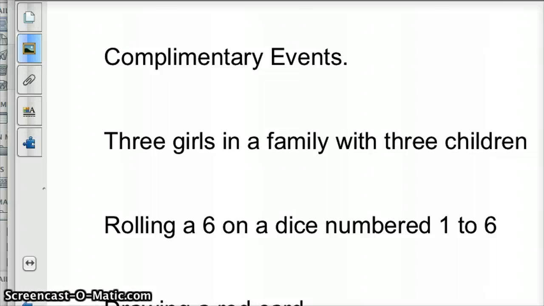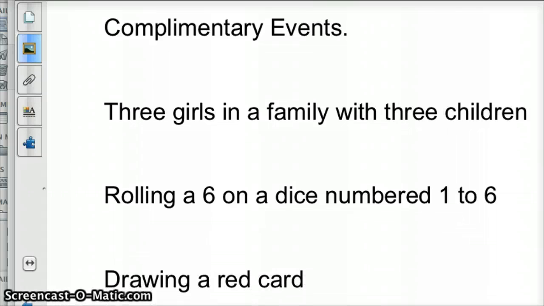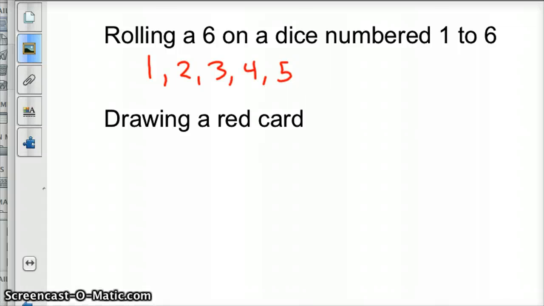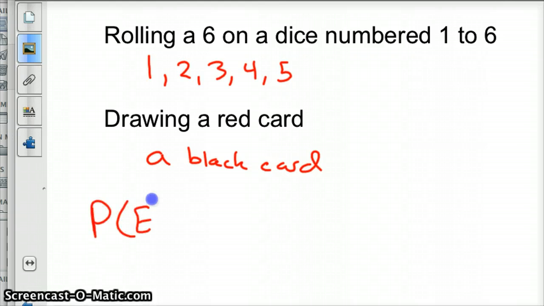Rolling a 6 on a dice numbered 1 to 6. So the complement of that would be 1, 2, 3, 4, and 5. So there's 5 possibilities for the complement of that. Or drawing a red card. Okay, drawing a red card. You could also draw a black card. So a black card, as I write in red, would be the complement of that event. And how we represent that is if our event is E, then the complement would be P of E bar. So that's how we represent the complement of event E.